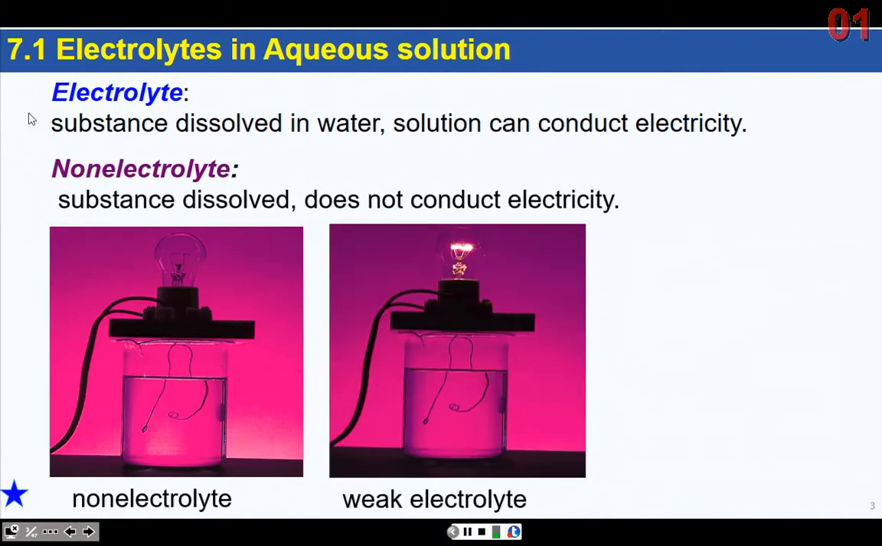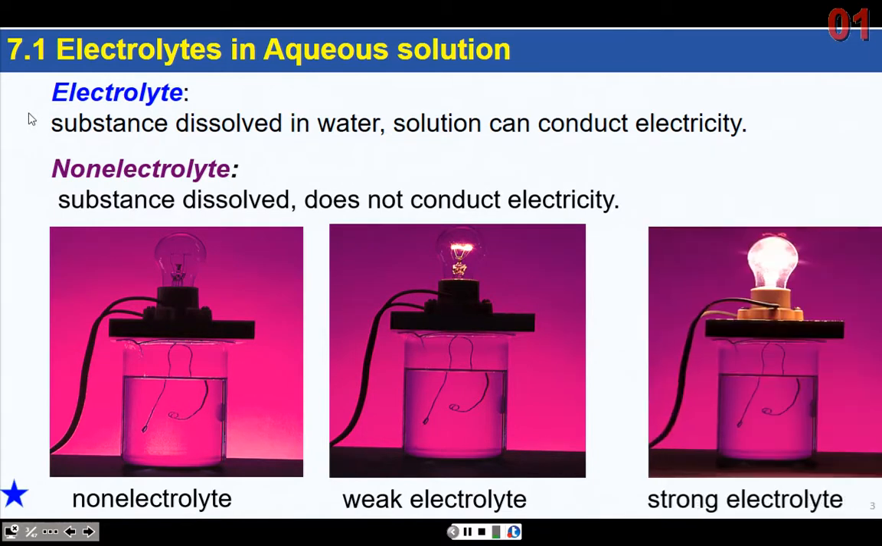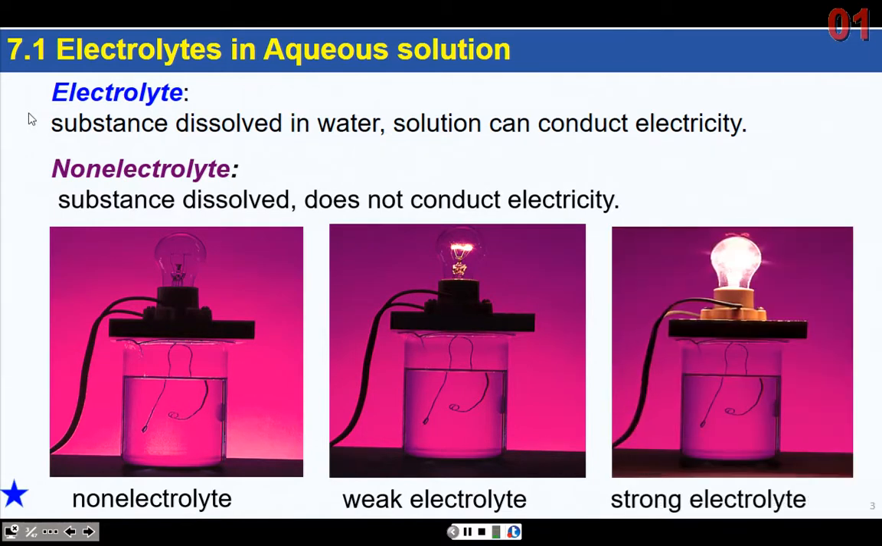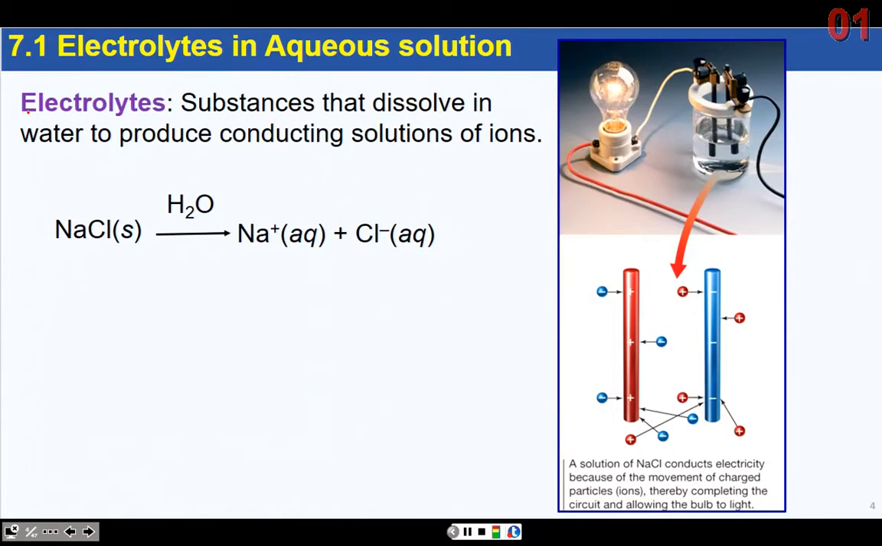There is such a thing as a weak electrolyte, where it conducts electricity but not terribly well. And there are strong electrolytes which conduct electricity really well. So it has something to do with what's dissolved in water for those two substances that qualify as electrolytes. One is stronger than the other. So it comes down to this notion that electrolytes are substances that produce conducting solutions of ions. And that's one key thing that we can't overlook. You have to have ions present.